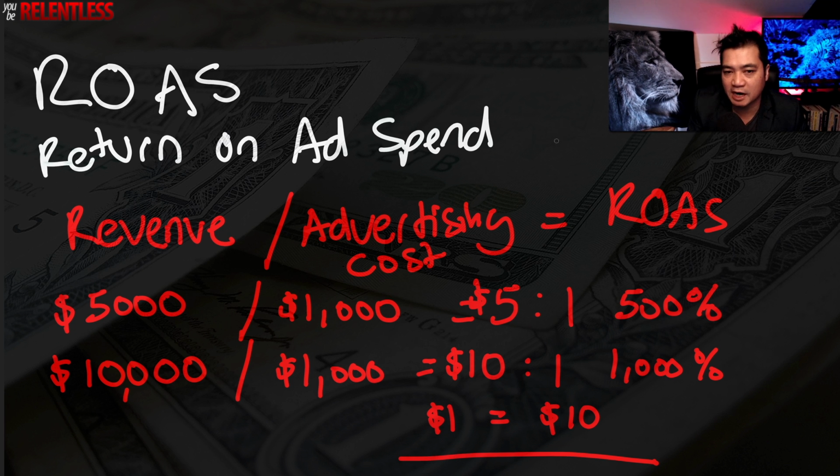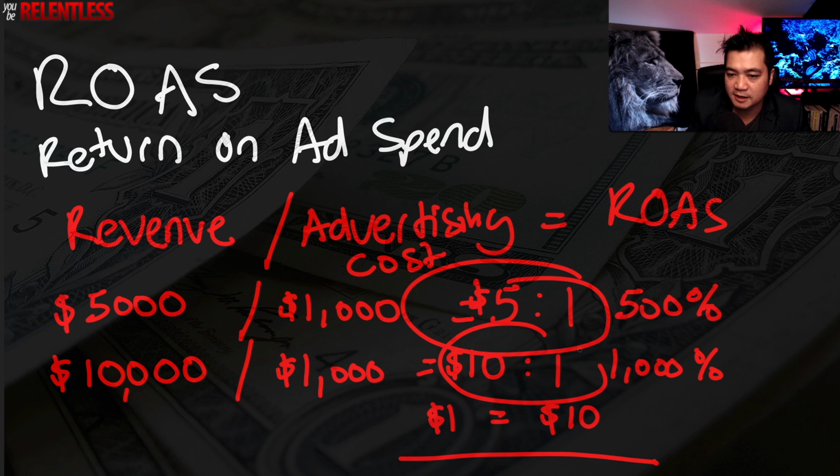There's a difference between ROI, which is another video, which is return on investment, but this is return on ad spend. You want to find out what's the return on my ad spend, what's the return on the money that I made based on the money that I spent on advertising. And these will give you those clear ratios. Okay, so that's it for return on ad spend. Feel free to use this in your advertising journey.